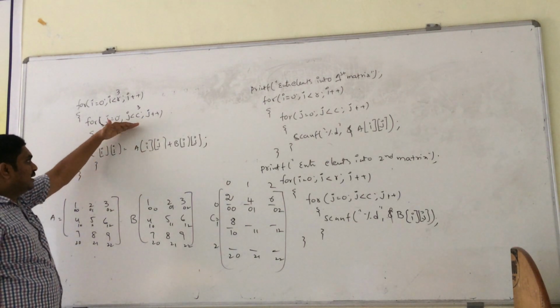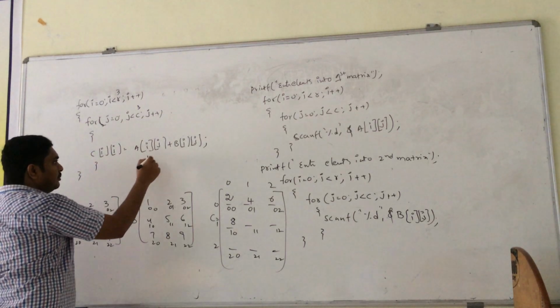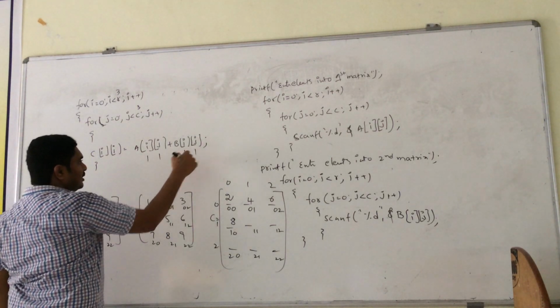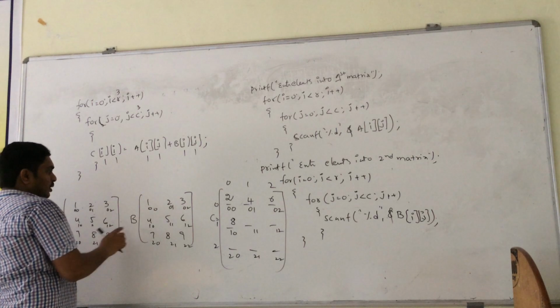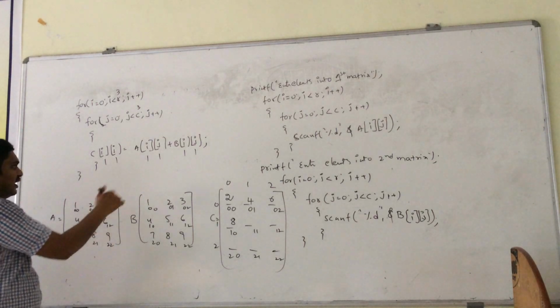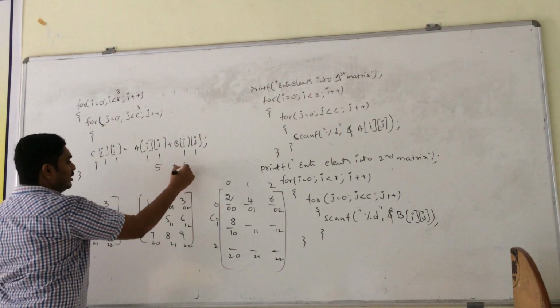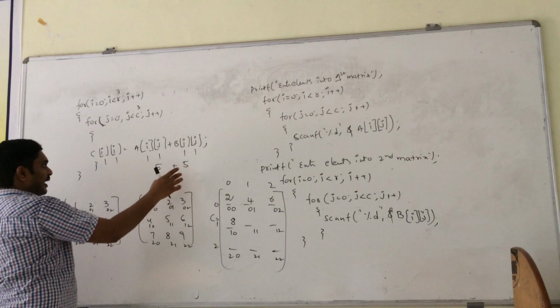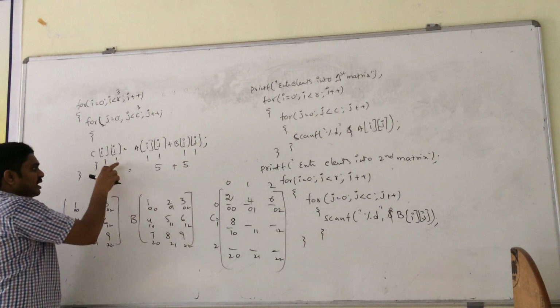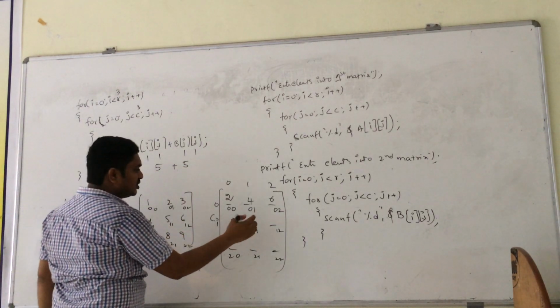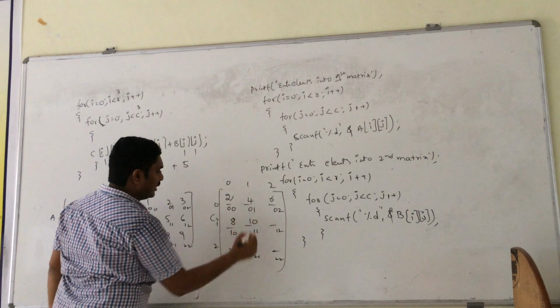1 less than 3, condition true. So i value 1, j value 1. So A of 1,1 element is 5 and B of 1,1 element is 5. These 5 plus 5 are added and stored in C of 1,1. That means at this position here.